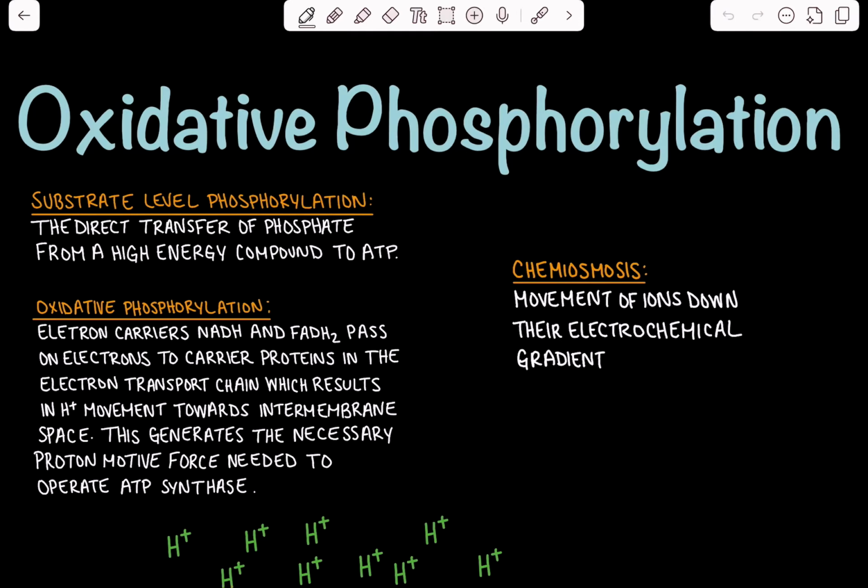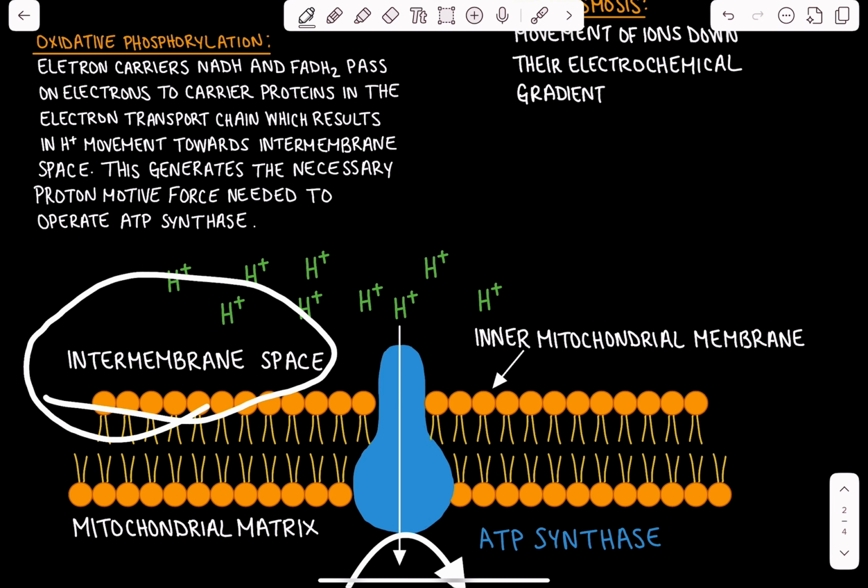So here we're going to zoom in and take a look at oxidative phosphorylation. Now, oxidative phosphorylation occurs during the electron transport chain. Remember when we talked about the electron transport chain, there were those four complexes, complexes 1, 2, 3, and 4. And complexes 1, 2, and 4 were involved in proton pumping into the intermembrane space.